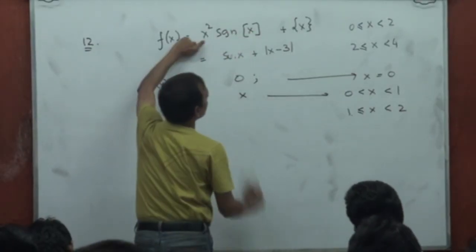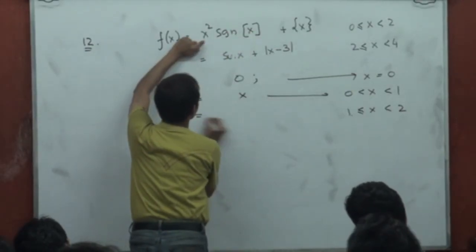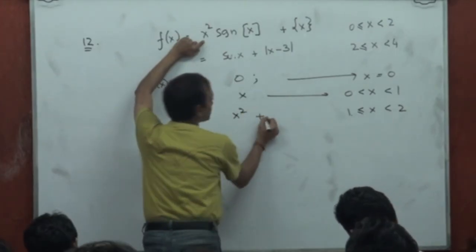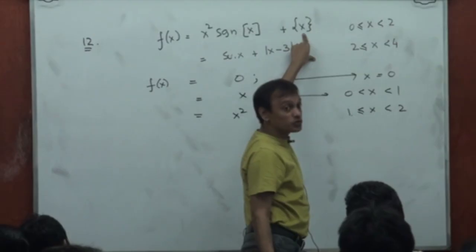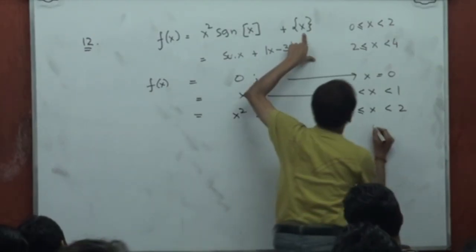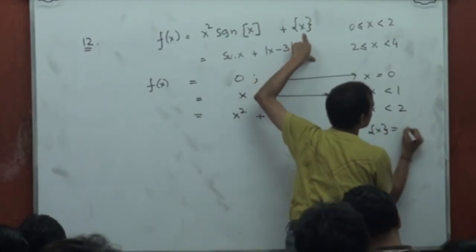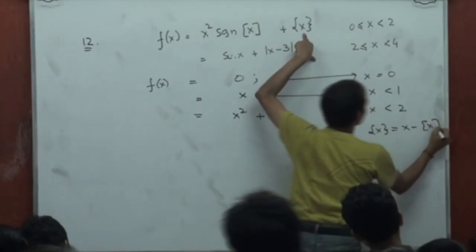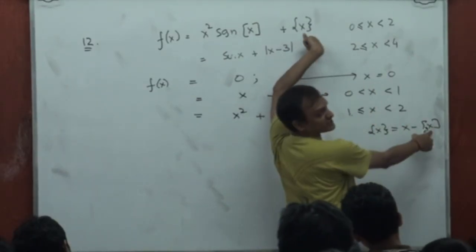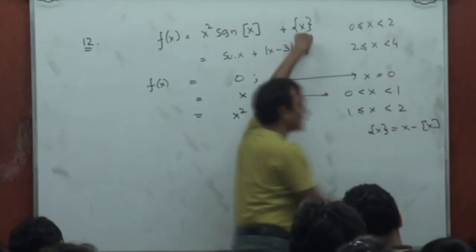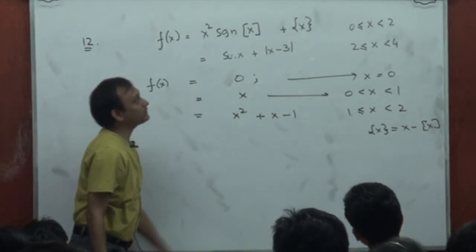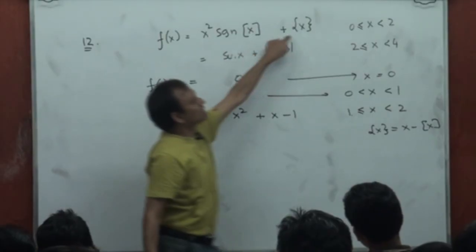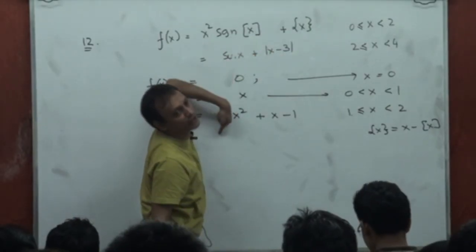Signum of this would be 1, and this would be x squared, and this would be x minus 1. See, because the fractional part of x is x minus box x. So when x belongs to 1 to 2, box x is 1, so this will become x minus 1. Right? So the first line of description leads to 3 simpler lines of description.